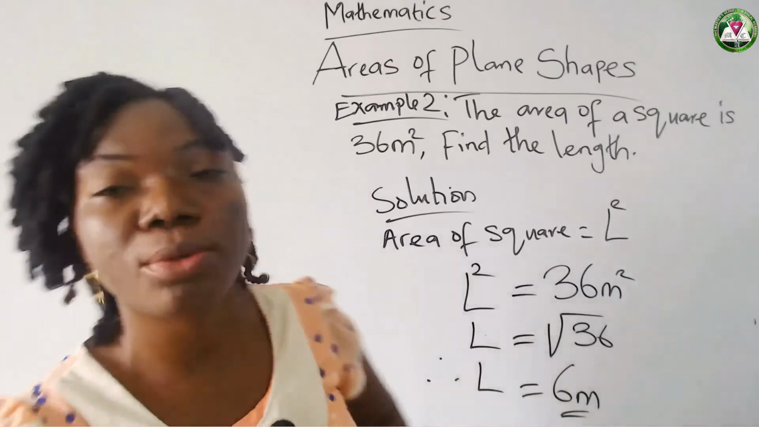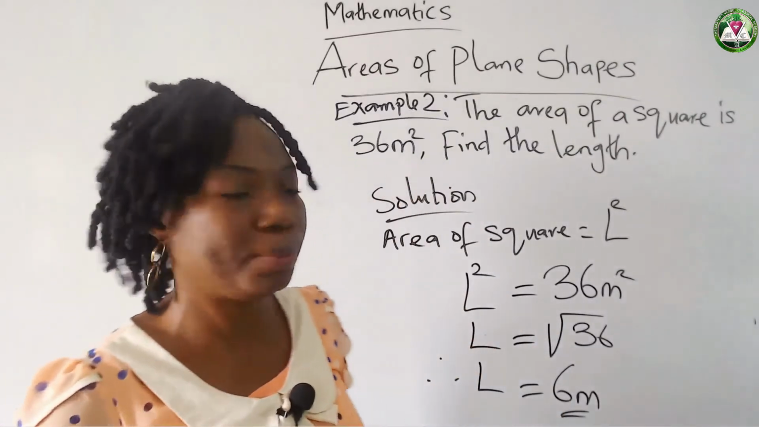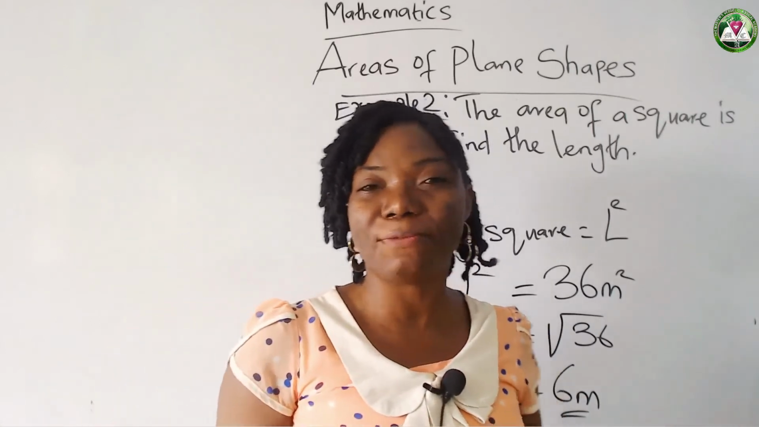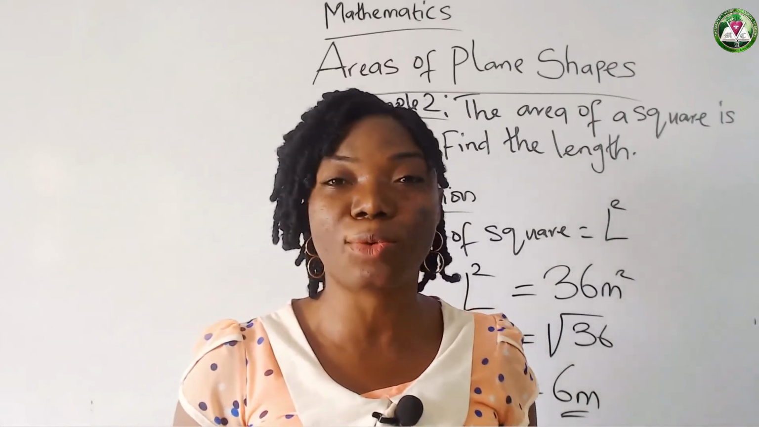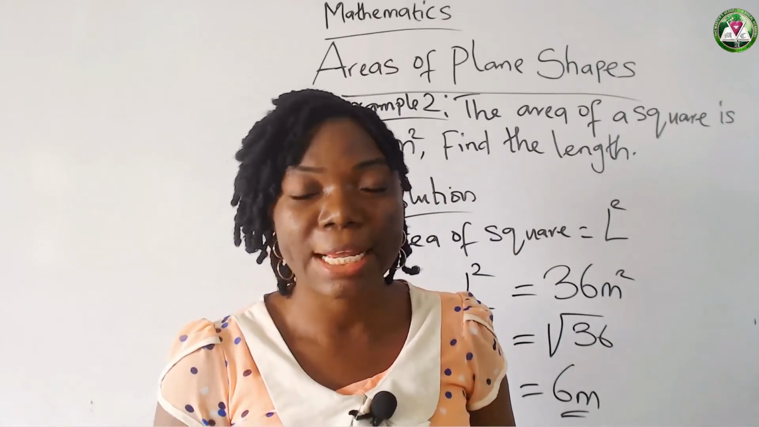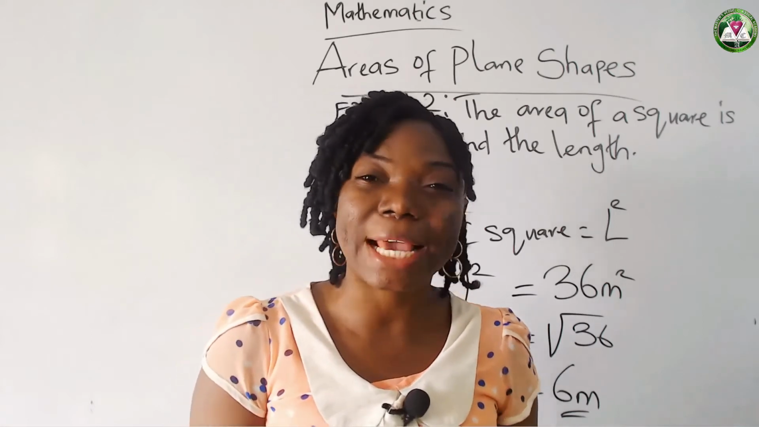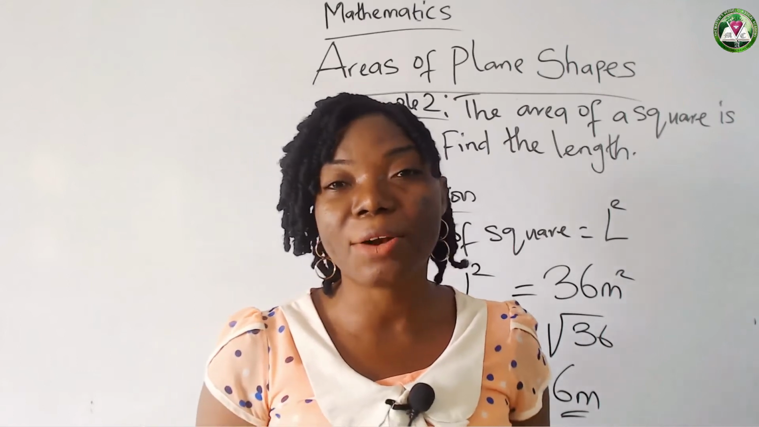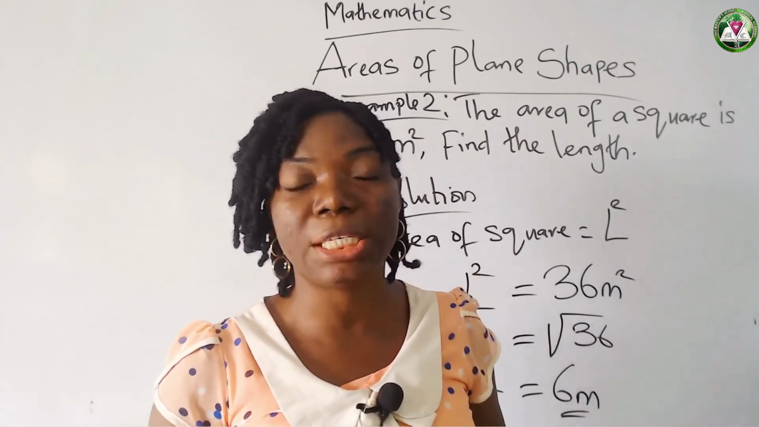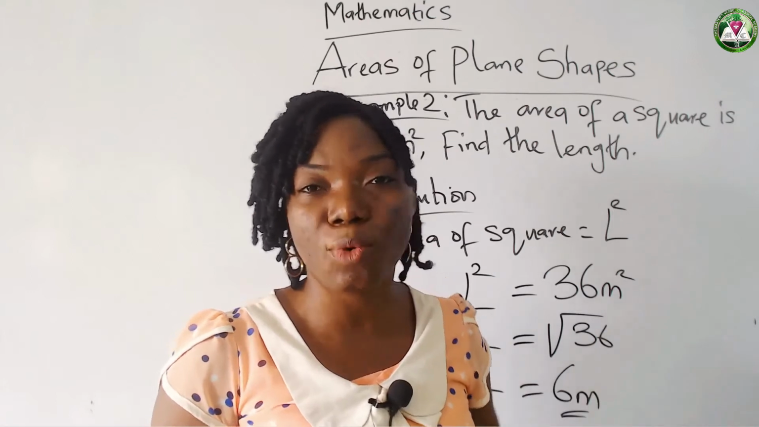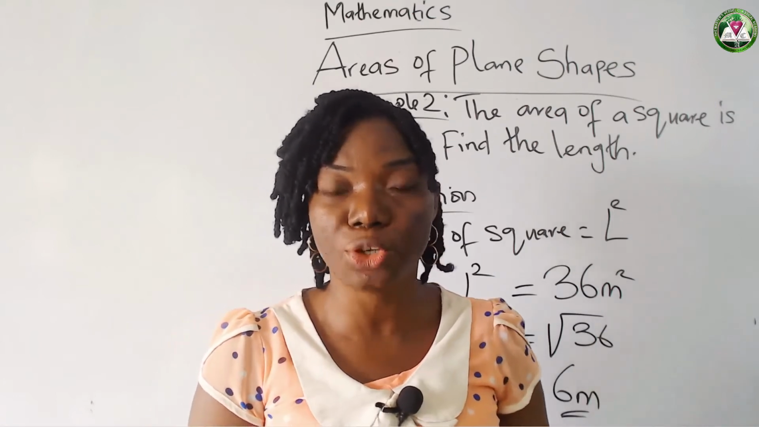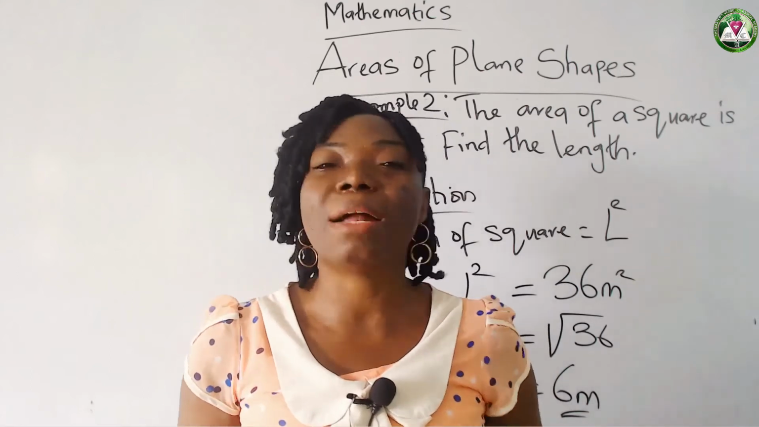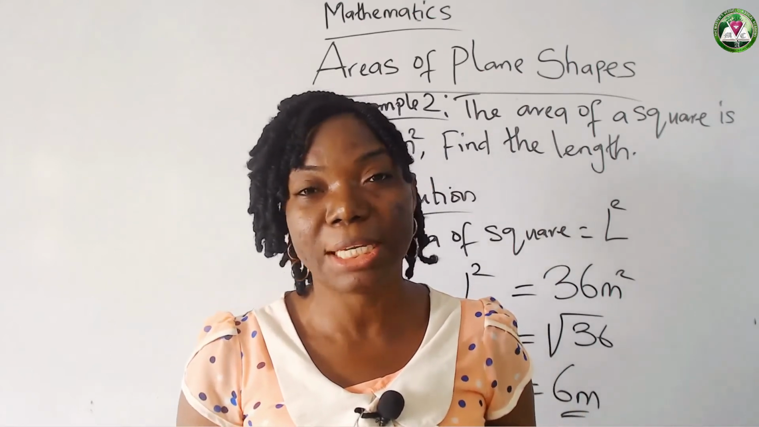Now, let's go to another plane shape called rectangle. Remember that when we were defining a square, I told you that a square has 4 equal sides. Now, rectangle looks like a square, but it is not a square. The difference is that a rectangle has 2 opposite sides that are equal and parallel to each other. When we say parallel, we are talking about 2 lines that move towards the same direction but can never meet. Is that clear?